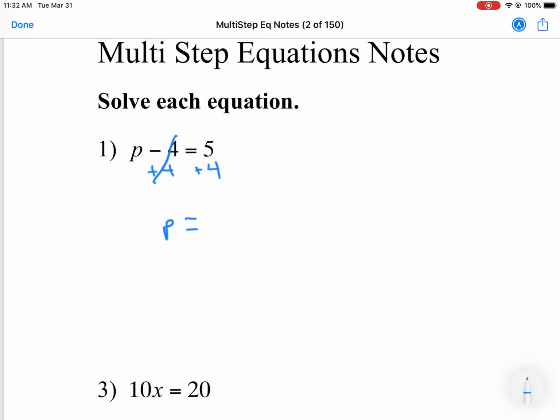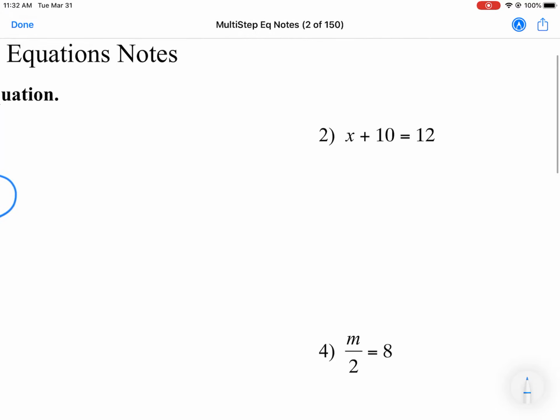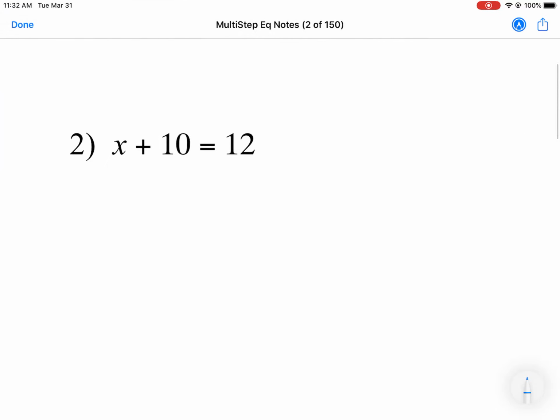So this cancels out because negative 4 plus 4 is 0. So we have p equals 5 plus 4, which is 9. So p equals 9. And if I really wanted to, I could plug that 9 back in for p and get 9 minus 4, which equals 5. Sound good?